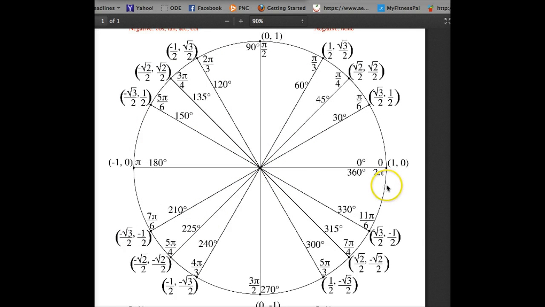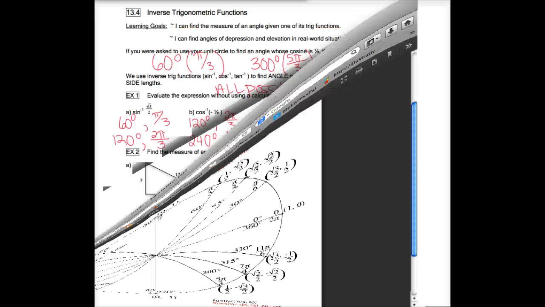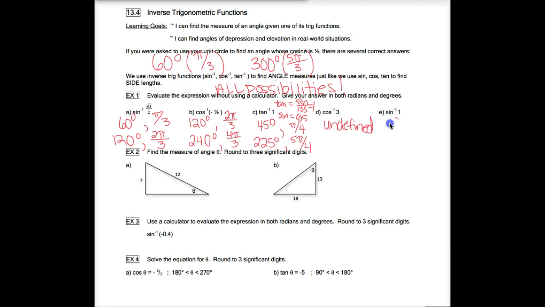Okay, so sine is the y value. So as I'm looking, here's a y value of 1. And usually there's 2 answers because there's 2 different quadrants where that happens to be true. But in this case, there's only 1 answer because down here, it's -1. So the only answer there is at 90 degrees, which is pi over 2.